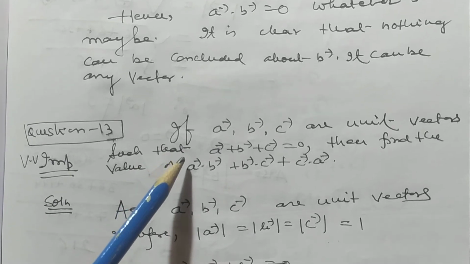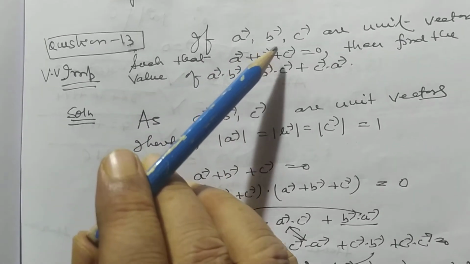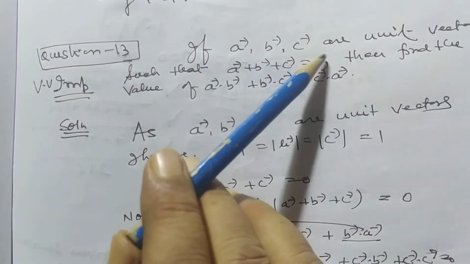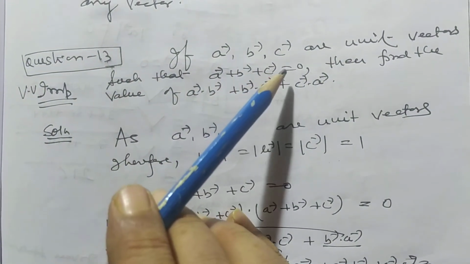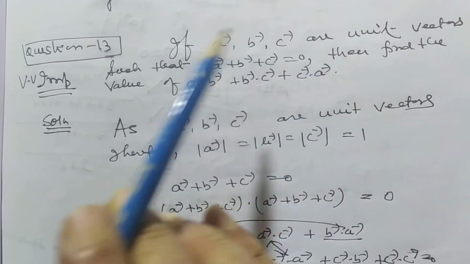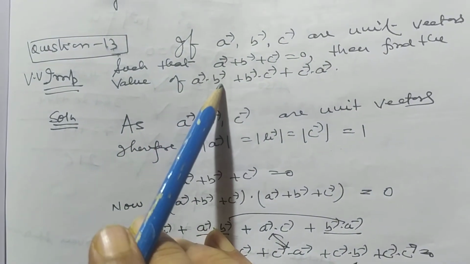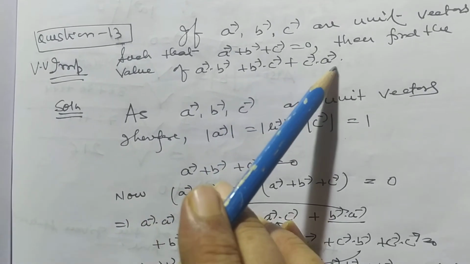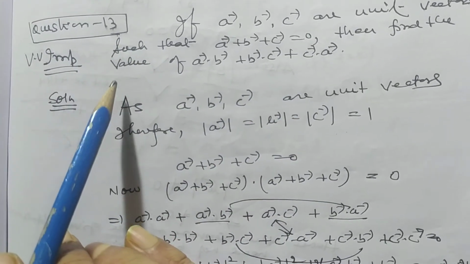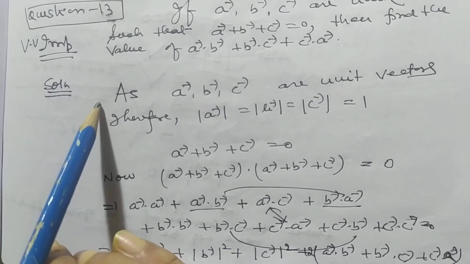So now, if vector A, vector B, vector C are unit vectors such that vector A plus vector B plus vector C is equal to 0, then find the value of vector A dot product with vector B plus vector B dot product with vector C plus vector C dot product with vector A. This problem is very, very important for the purpose of examination.